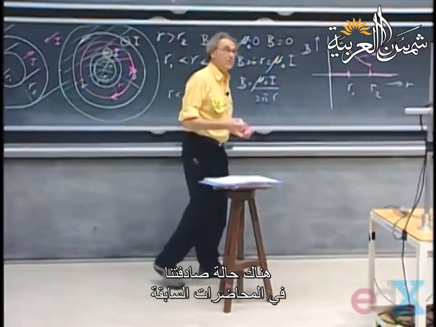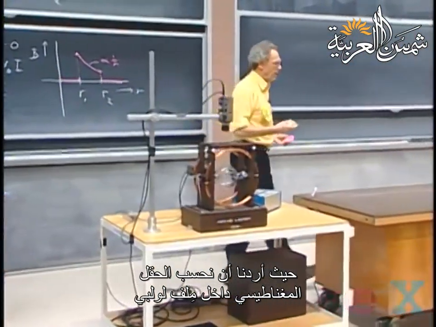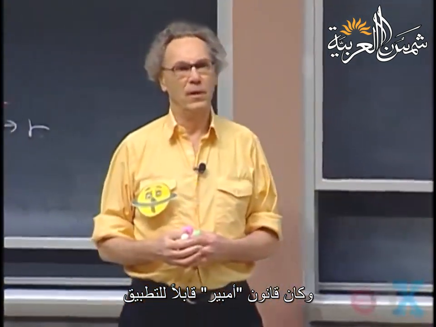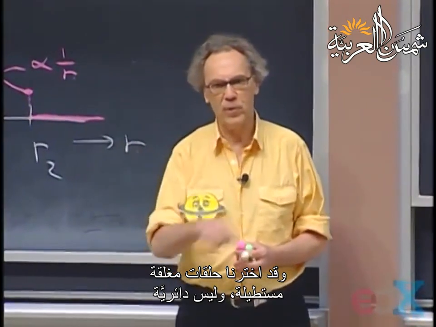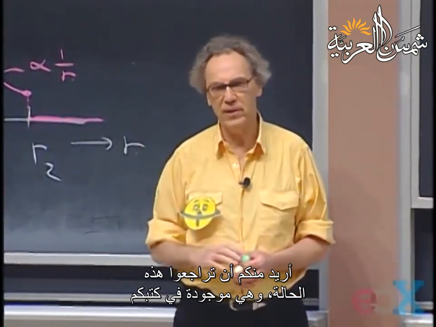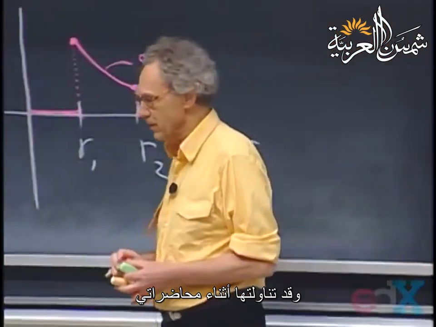There is one case, and we did that in lectures, whereby we wanted to calculate the magnetic field inside a solenoid, where Ampere's law works very well. Even though we don't have closed loops which are circles, we chose a rectangle. I want you to revisit that. It's undoubtedly in your book, and I covered it during my lectures.